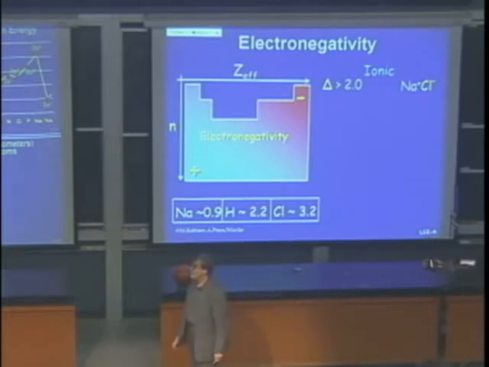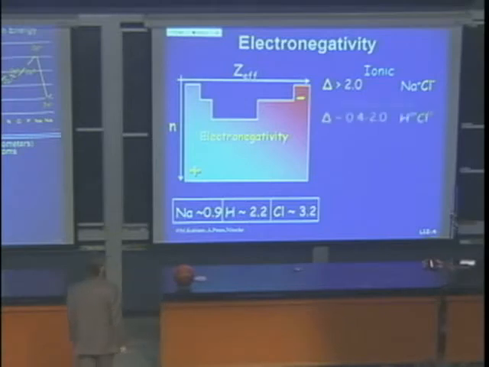And ionic bonds are essentially the strongest bonds that you can have. So if delta, the difference between the electronegativities, is larger than 2, you can say you have an ionic bond, just as a general rule of thumb. And these are rules of thumb here.